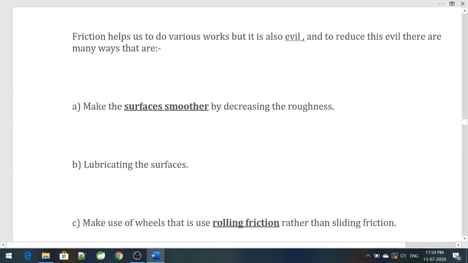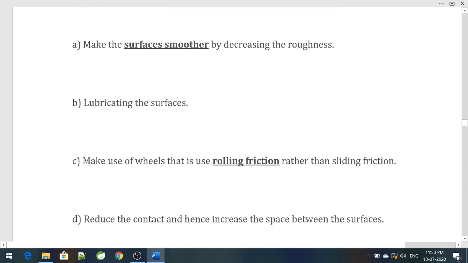Let's see. To reduce this evil, there are many ways. One is making the surface smoother by decreasing the roughness. If it is so rough, we can't sleep. If it is smooth, we can sleep. So we use surface smoothers. Lubricating the surfaces: we also use lubrication in fans, bearings, and everything.